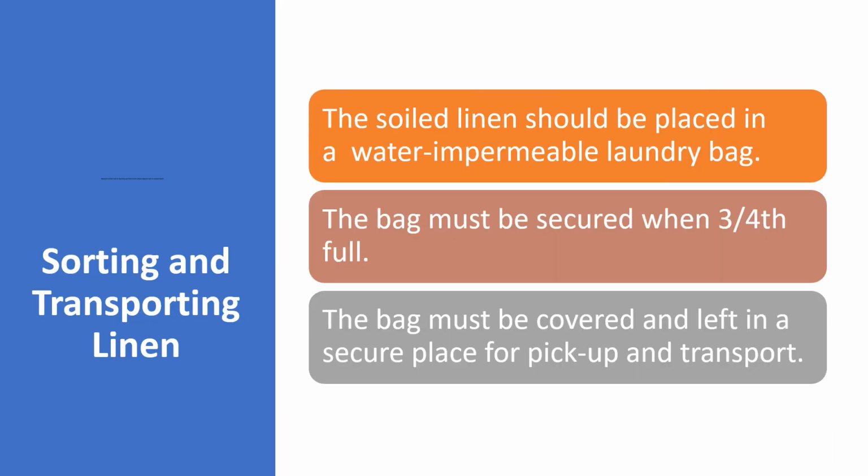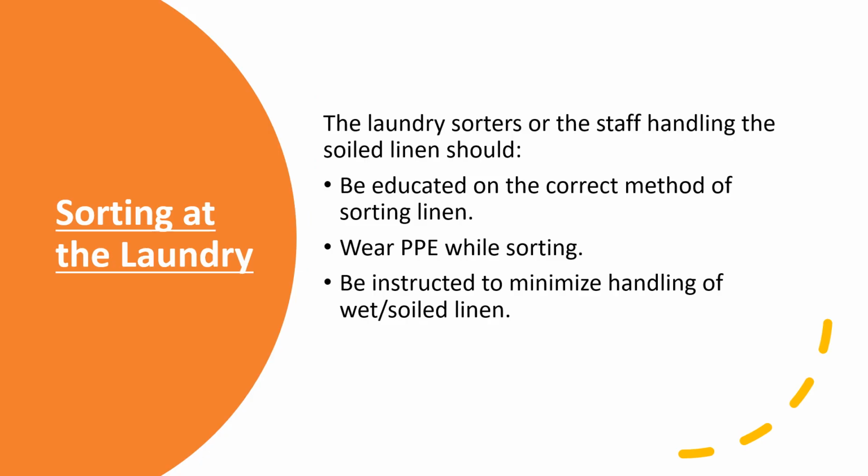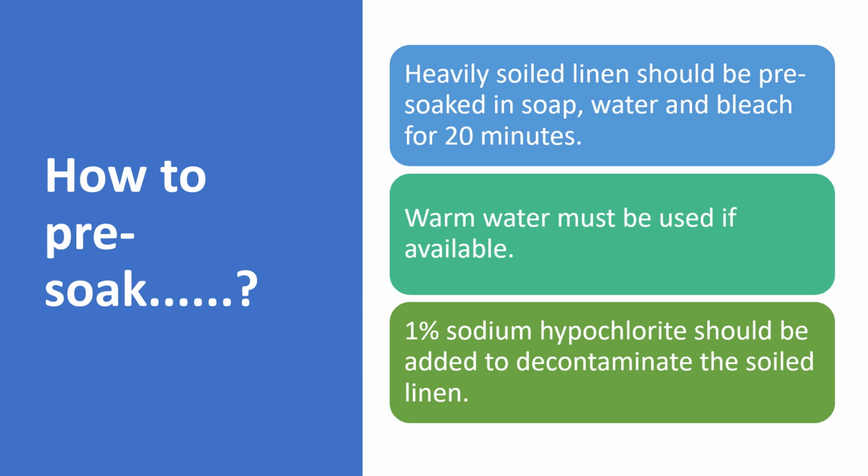Soiled linen should be placed in a water impermeable bag. The bag must be secured when 3/4 full. The bag must be covered and left in a secure place for pickup. Laundry staff doing sorting should be educated on the correct method of sorting linen, wear PPE while sorting, and be instructed to minimize handling of wet or soiled linen. Soiled linen should be pre-soaked in soap and water and bleach for 20 minutes.